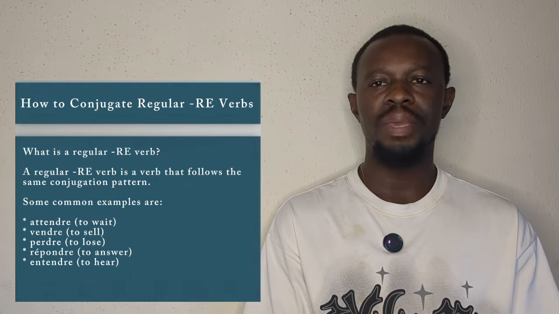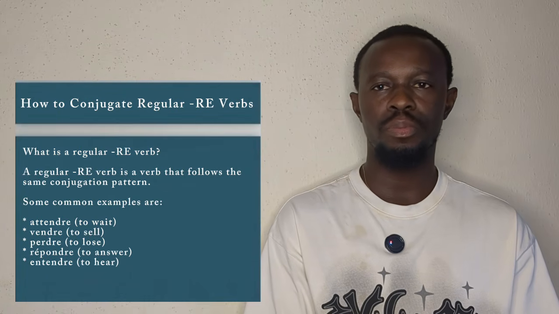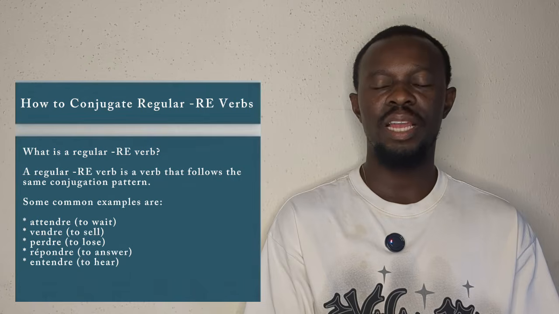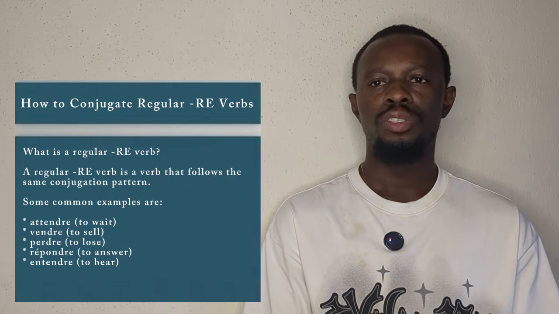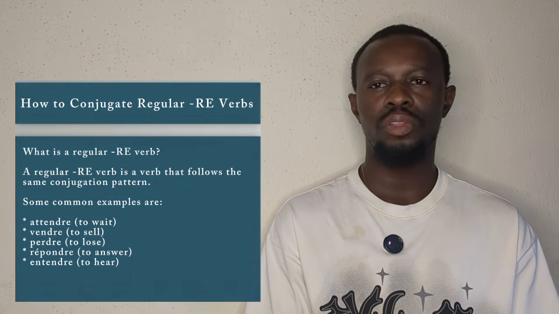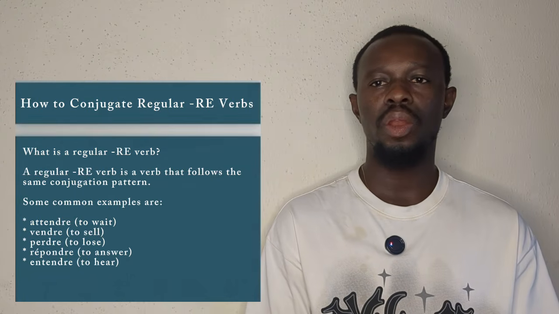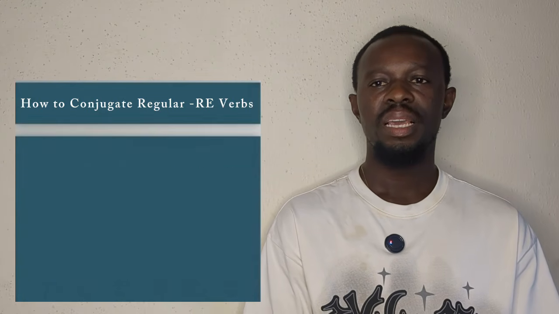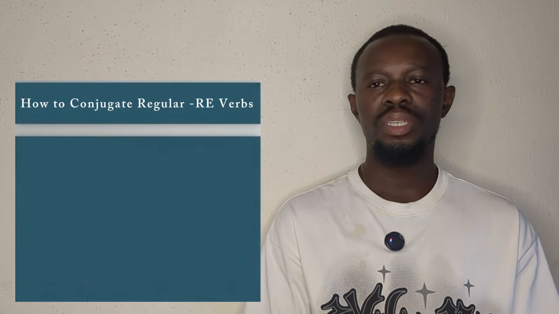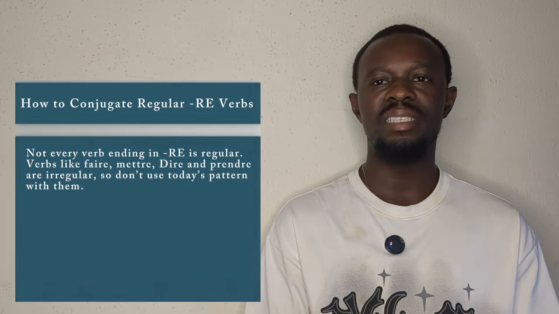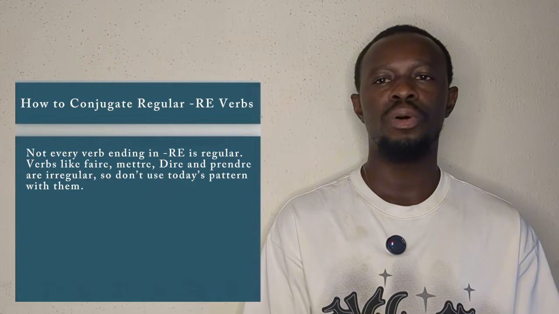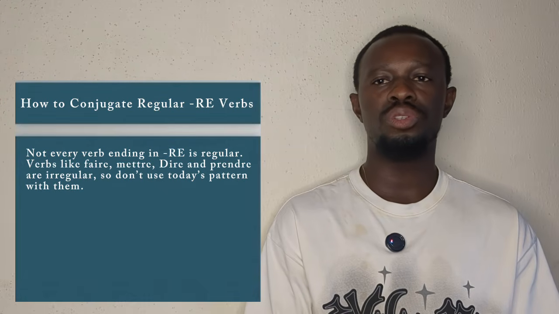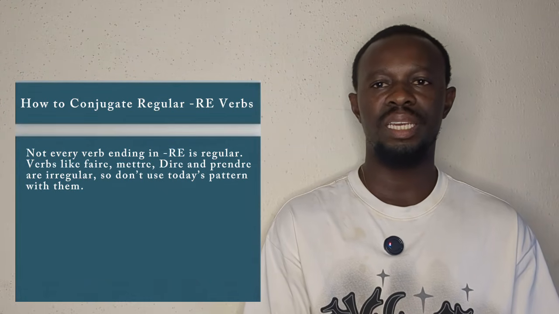A regular RE verb is a verb that follows the same conjugation pattern. That's to tell you that it doesn't change, it just follows a single pattern. Some common examples are attendre, to wait, vendre, to sell, répondre, to answer, and entendre, to hear. Here is a quick tip. Not every verb ending in RE is regular. Verbs like faire, mettre, dire, prendre are irregular, so don't use today's conjugation pattern to conjugate them.